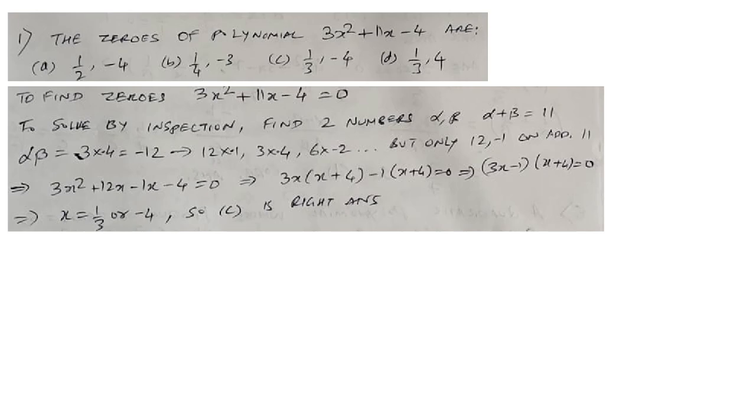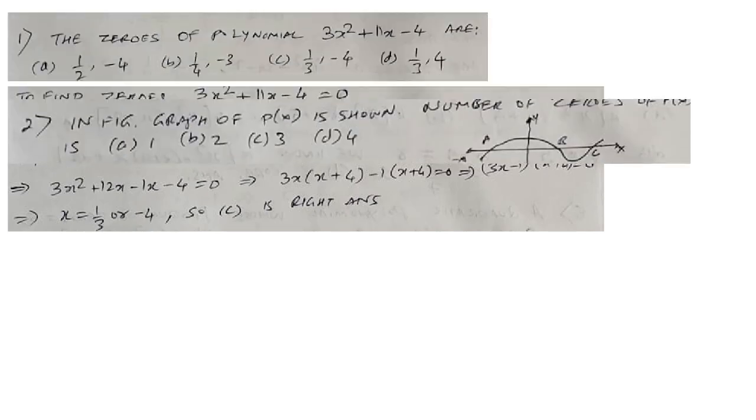So 3x squared plus 11x minus 4 equal to 0 implies 3x squared plus 12x minus 1x minus 4 equal to 0. So we have split it according to that. And then we have taken 3x common out: 3x into x plus 4 minus 1 into x plus 4 equal to 0, which implies 3x minus 1 into x plus 4 equal to 0, which implies x is equal to 1 by 3 or minus 4. So option C is the right answer.